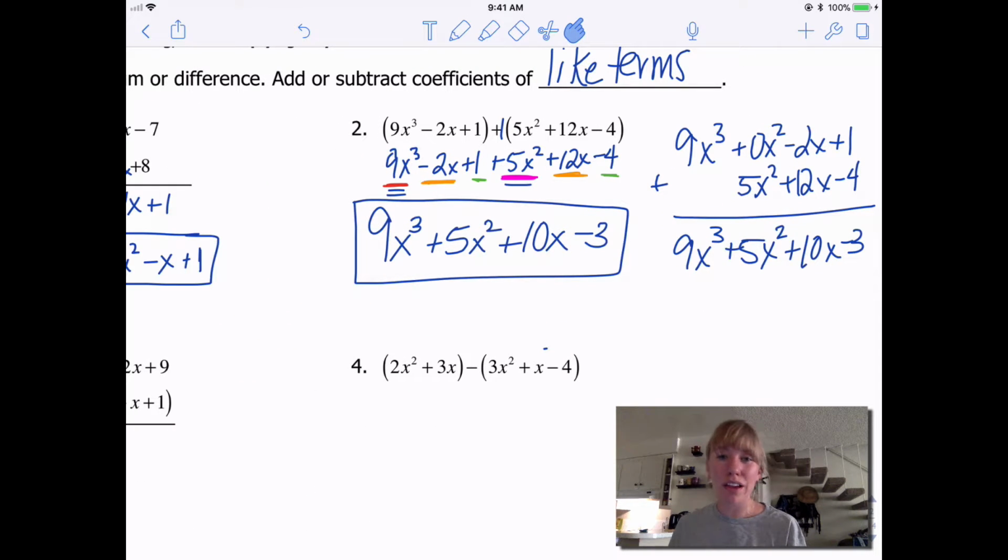It's kind of just how you like to organize your work. If you like the horizontal way, this will work just fine for you over here. If you like to have things vertical, so you can see your x cubes, your x squareds, your x's, and your constant terms, that's fine too. You got to pick a method that works for you.